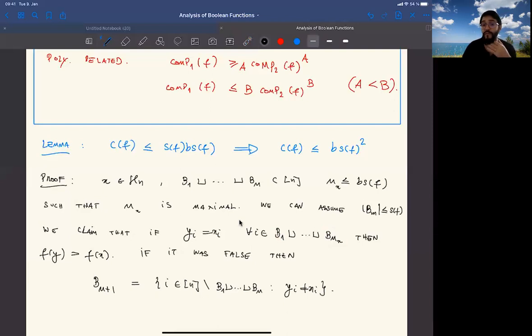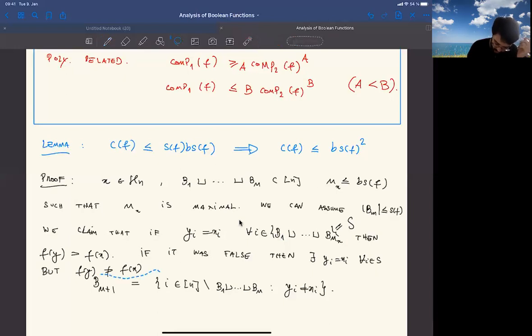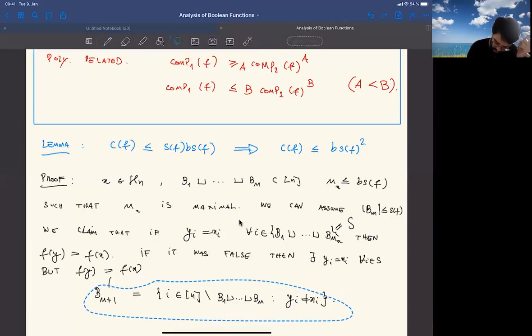So suppose that's not true, okay? Then there exists y with y_i equals x_i for every i in S, let's say this set here is S, but f(y) is different than f(x), okay? That's what happens. If you assume that thing is false, then you must have a counterexample.